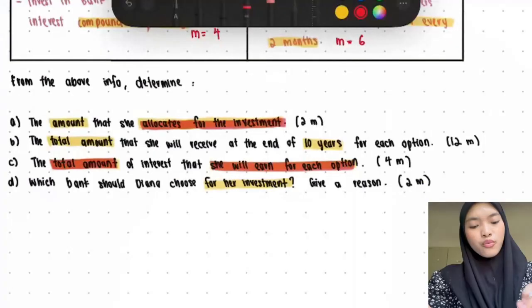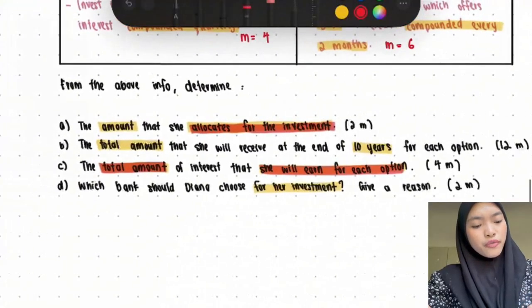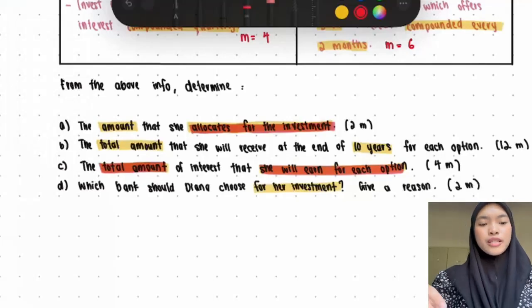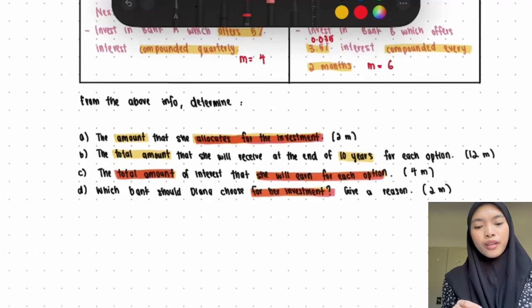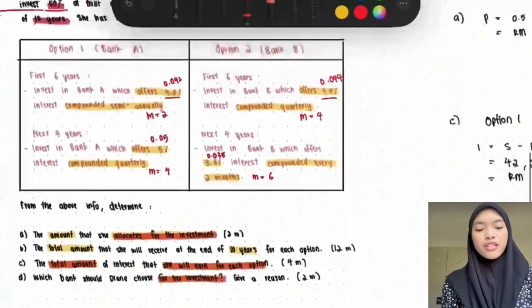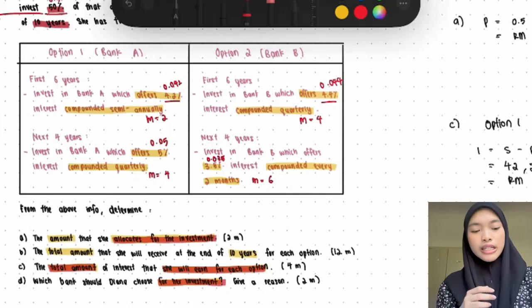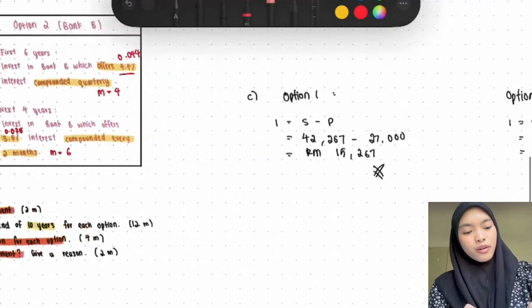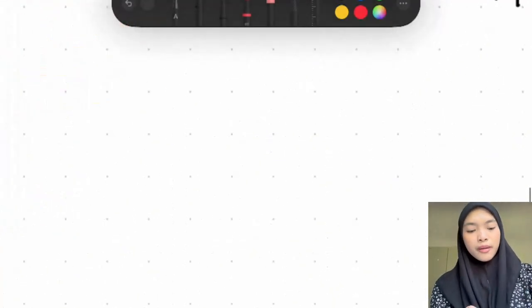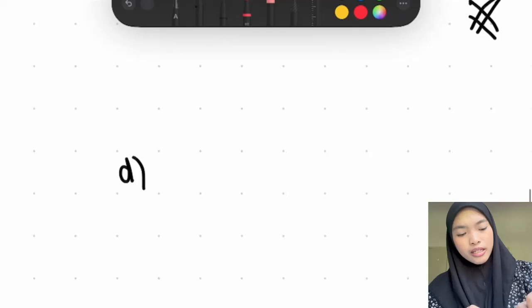So the last question is, which bank should Diana choose for her investment? Give a reason. After we calculated, option 1 is the best choice because the interest that she earned is higher. So we have to write it like this.